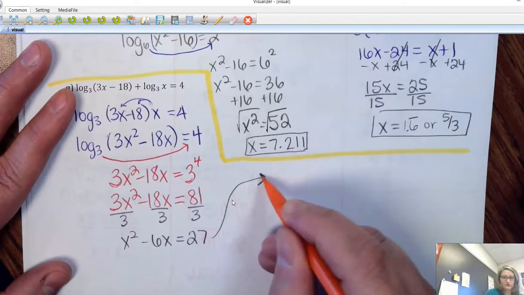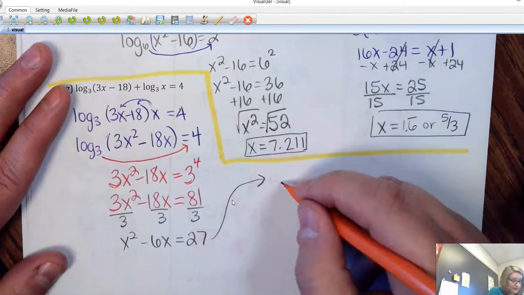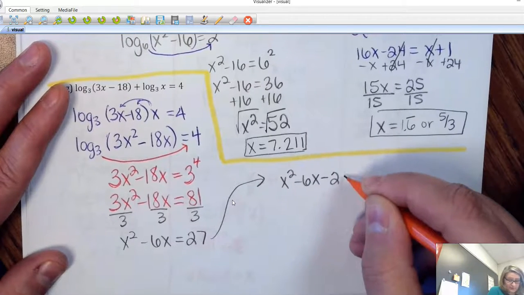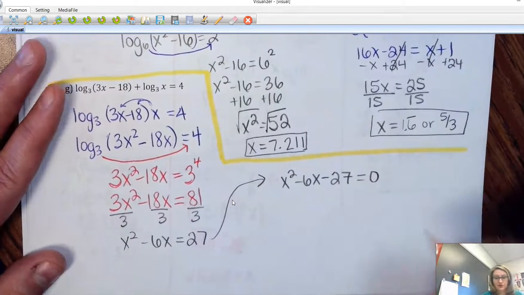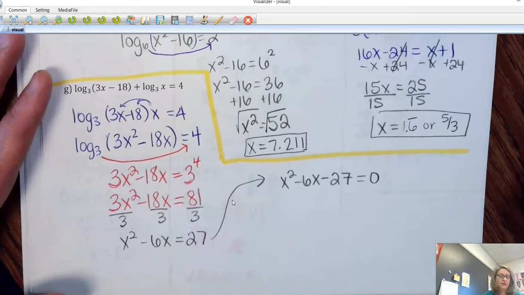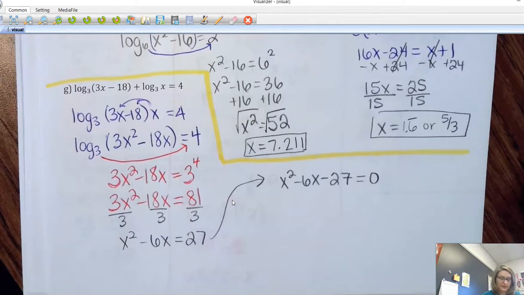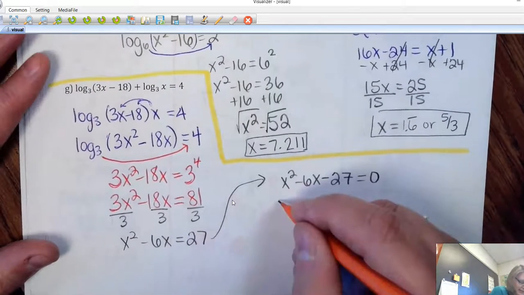Let me just come over here for some more space. Now, this is up to you. You could complete the square, which wouldn't be bad to do here. You could factor. You could use the quadratic formula. Any one of those options would be great. If it was me, I would try to set it equal to 0, see if I could factor it or use the quadratic formula probably as the quickest way.